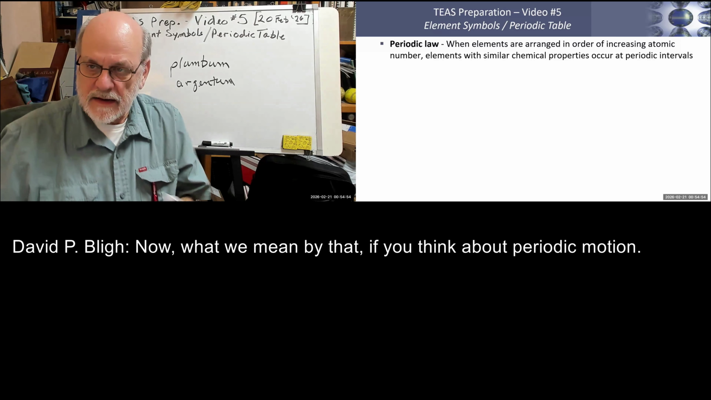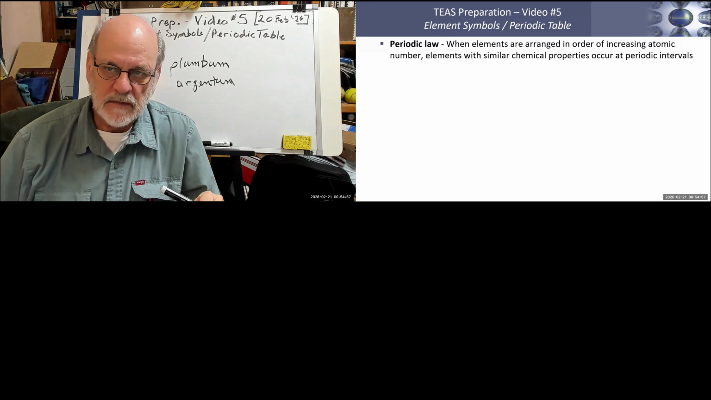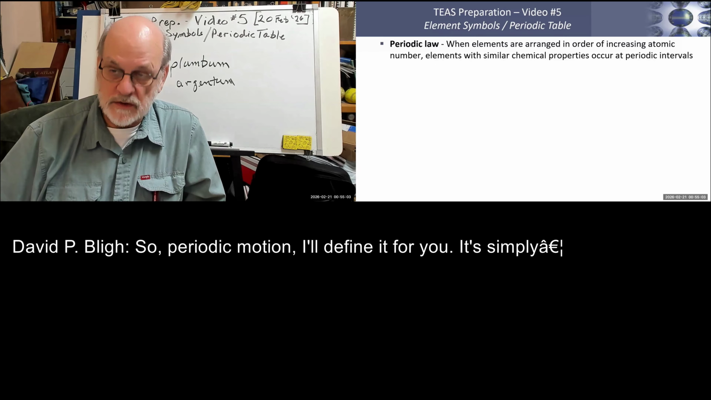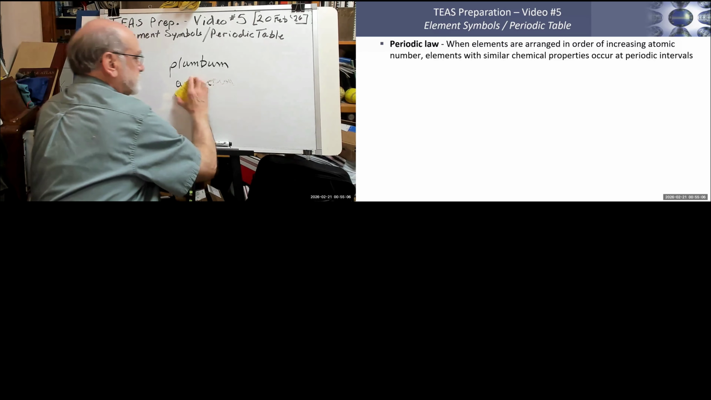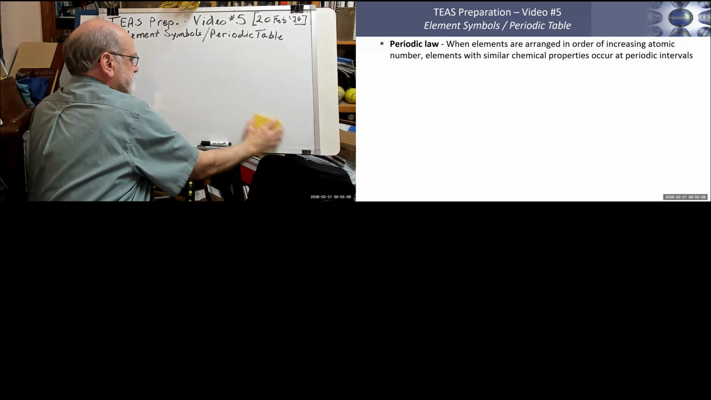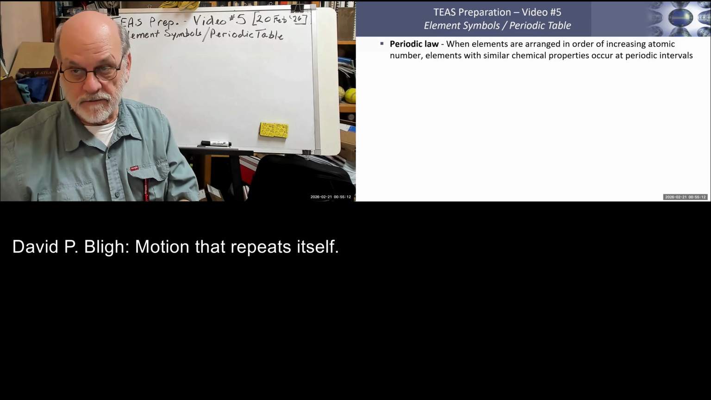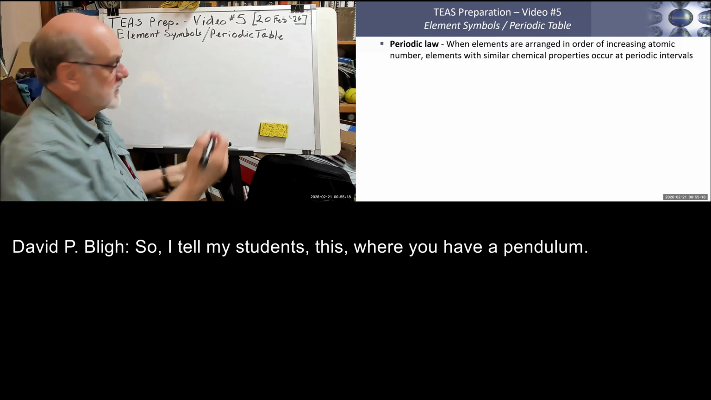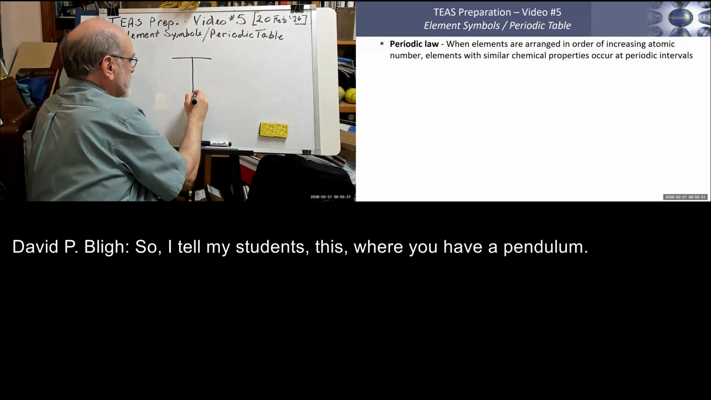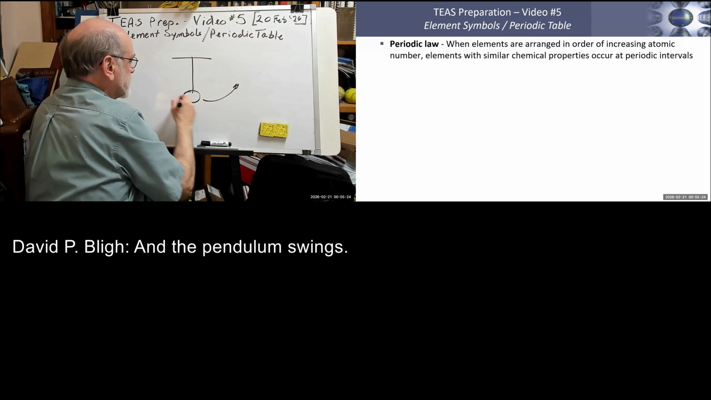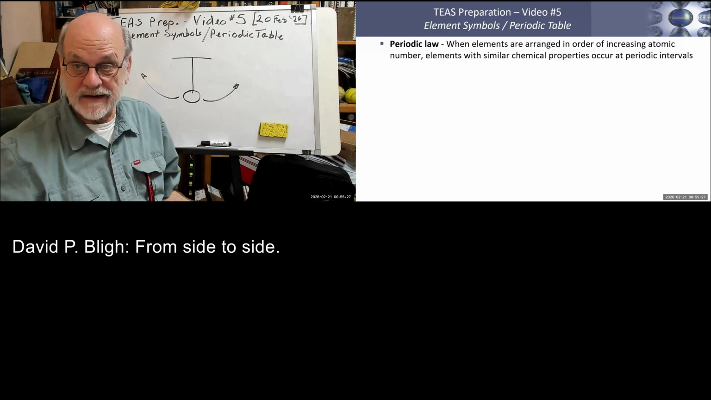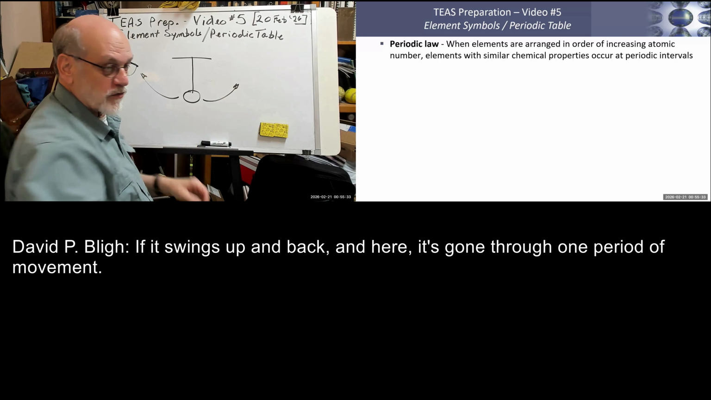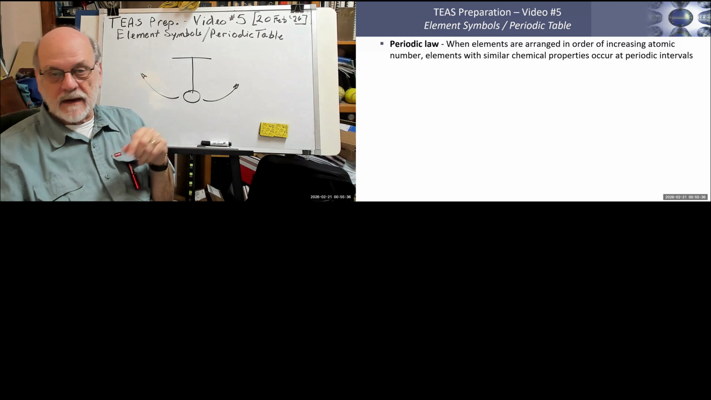Now, what we mean by that, if you think about periodic motion, maybe you've never had a physics course. So periodic motion, I'll define it for you, is simply motion that repeats itself. It comes back periodically. So I tell my students, this, where you have a pendulum, and the pendulum swings from side to side. If it swings up and back and here, it's gone through one period of motion.